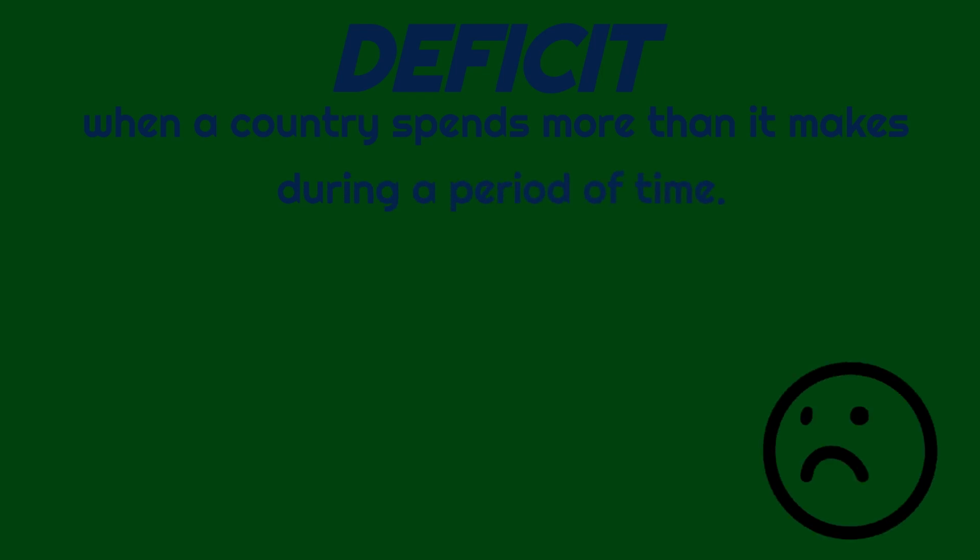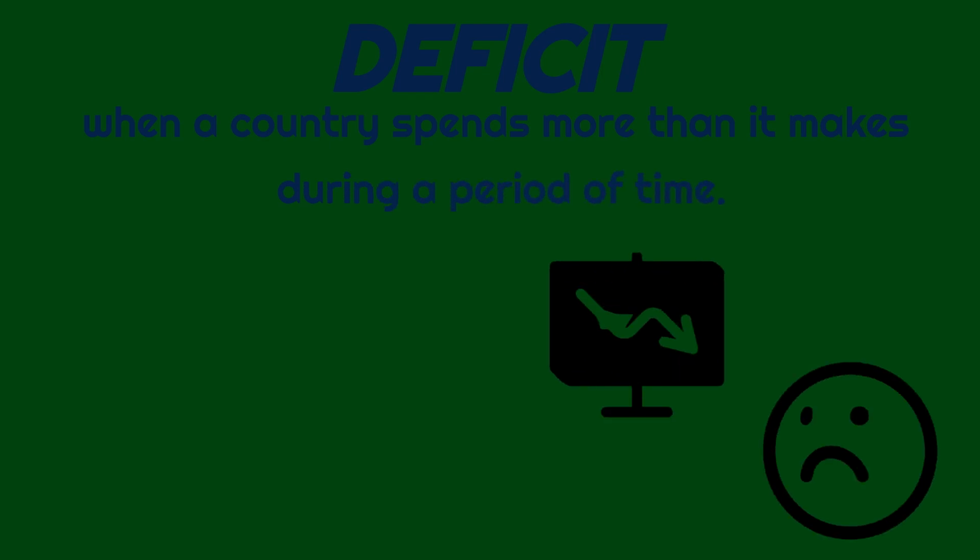Deficit. A budget deficit occurs when a country spends more money than it makes during a period of time. This is a bad thing, as it reduces an economy's growth. The government might try to alleviate this by increasing taxes or spending less on government initiatives.